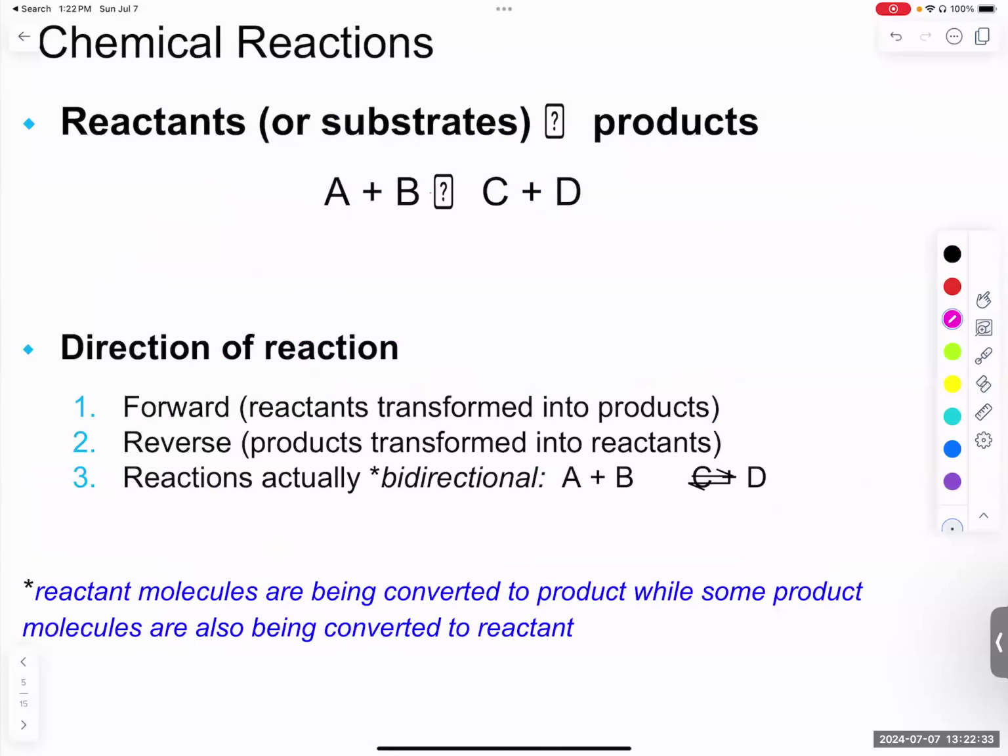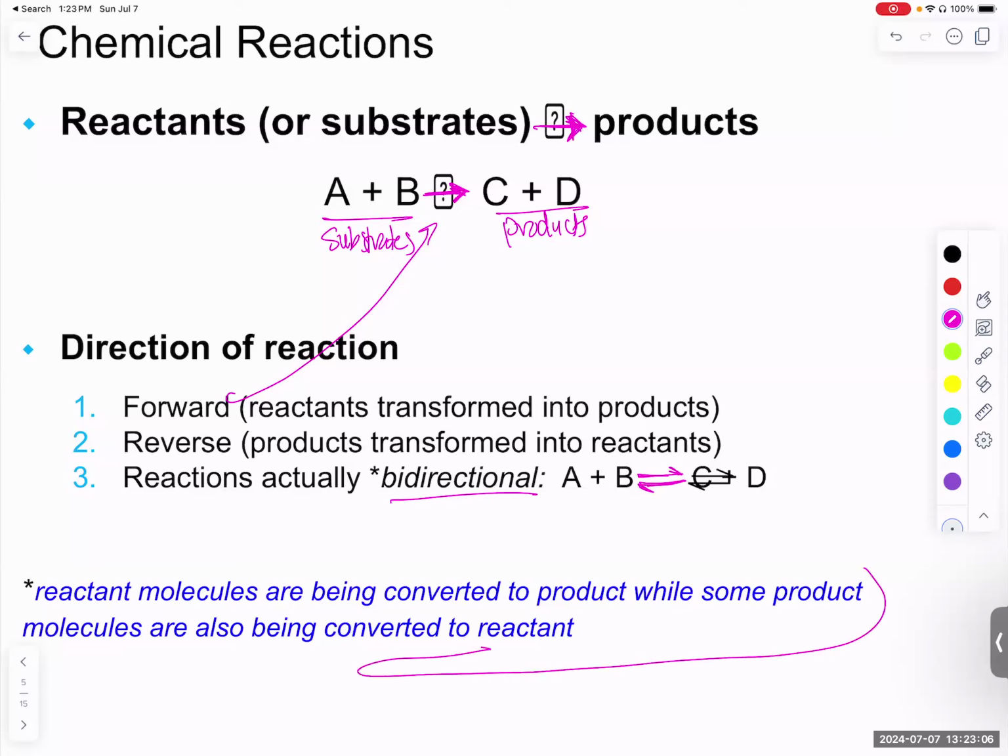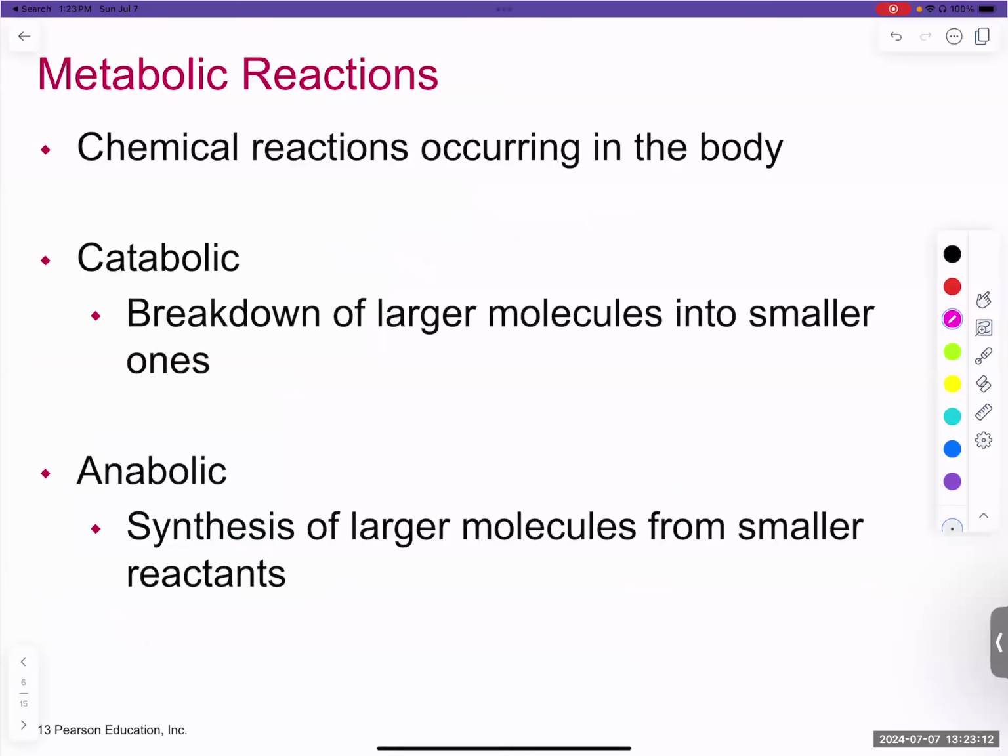Again, this is supposed to be an arrow, right? So you have substrates becoming products. That would be a forward reaction. They can also be reverse, and they can be bidirectional. Bidirectional means it can go from A to B to C to D, or it can go from C to D back to A to B. Reactant molecules are being converted to product, while some products are being converted back to reactants. So it's not always just a one-way street. It can be two ways.